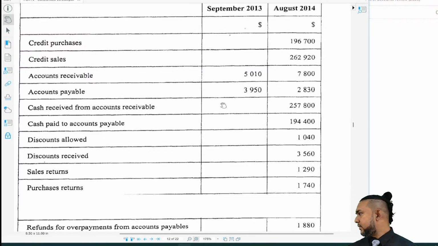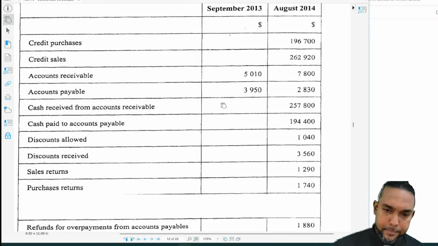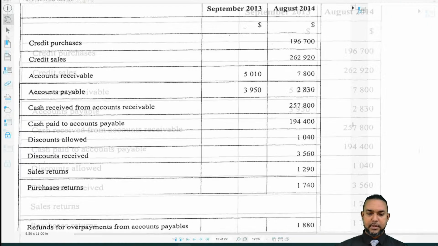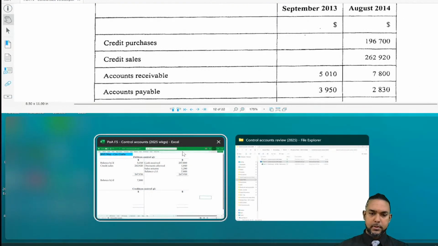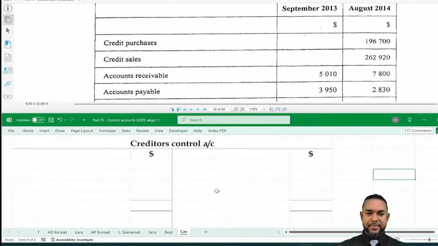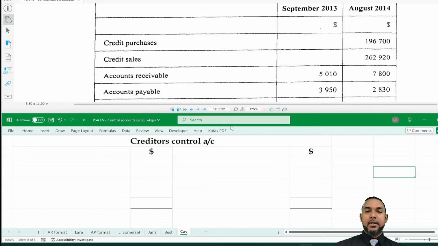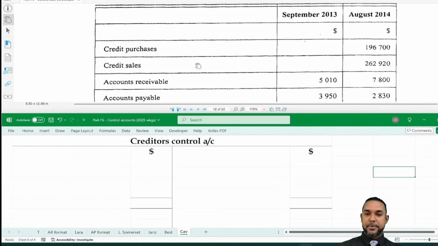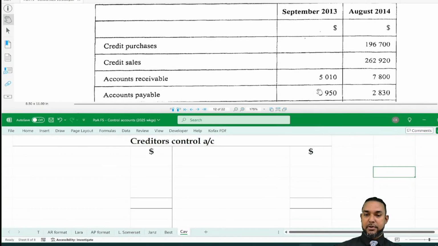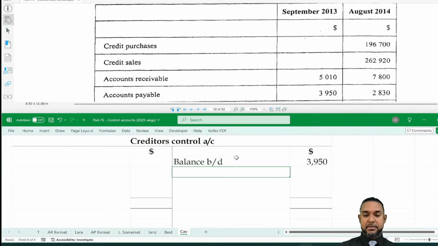Let's start going here. All right, cool. So with the creditors control, we are now recording a kind of summary liability. Your credits are your increases, your debits are your decreases, right? So you could start with your balance if you want. The opening balance in the accounts payable is 3,950, so balance brought down 3,950. Your credit purchases, the major transaction you have with your creditors, 196,700.